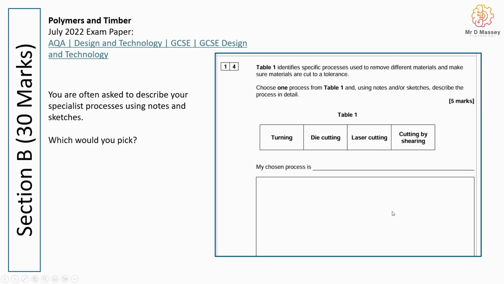But what you need to think about with your revision, as it's a 5-mark question, is how would you explain the processes that you've been given in your specialist technical knowledge? How would you explain them using notes and or diagrams? That's something to revise. If we chose the polymer option, we'd be looking at extrusion, blow molding, injection molding, and vacuum forming.